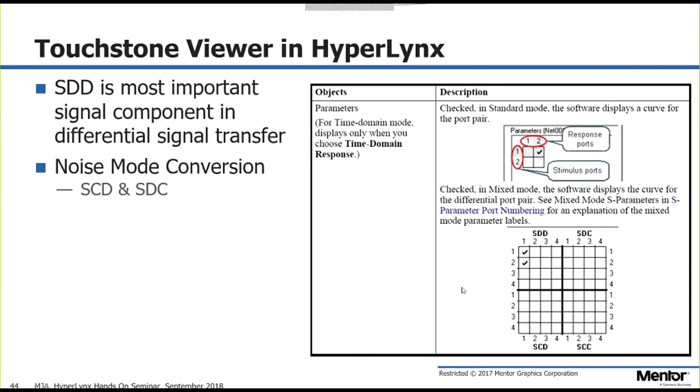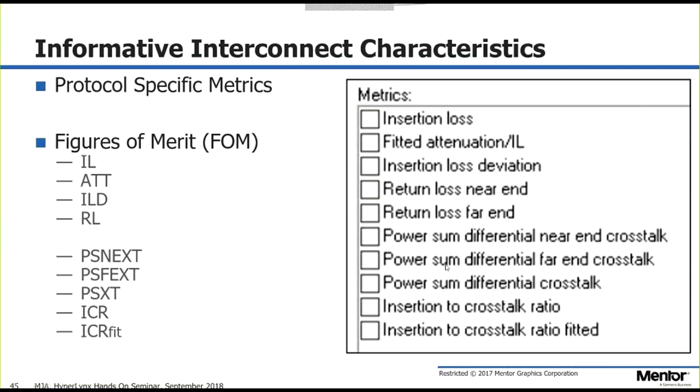All right. So I've mentioned that there are different interconnect characteristics. These protocols have specific metrics that they use. They call them figures of merit. These are some of those things. These are things that are specified for a particular type of interconnect, and we can go off and make some measurements to figure out whether or not we're going to be compliant with that particular interconnect.